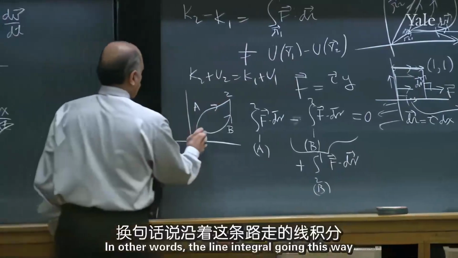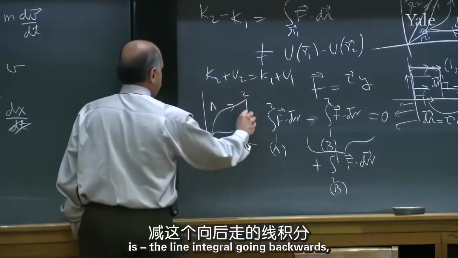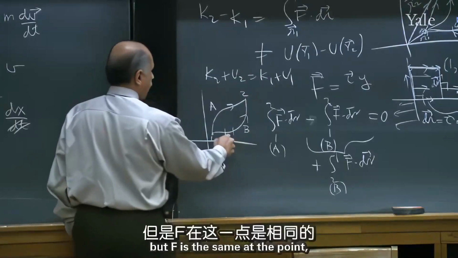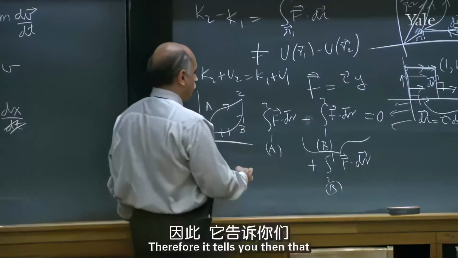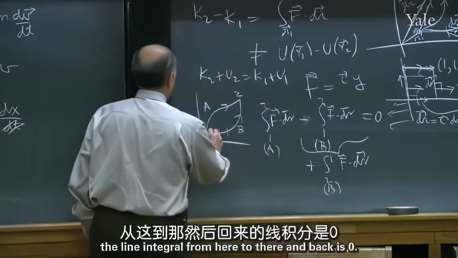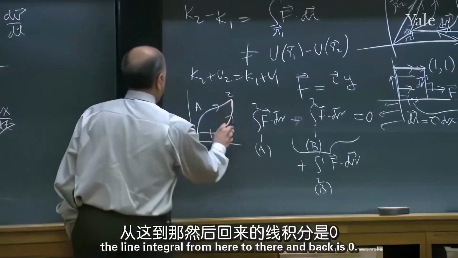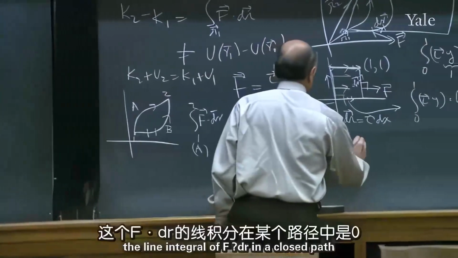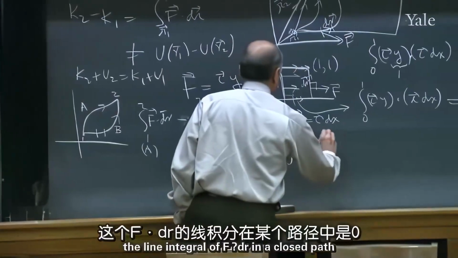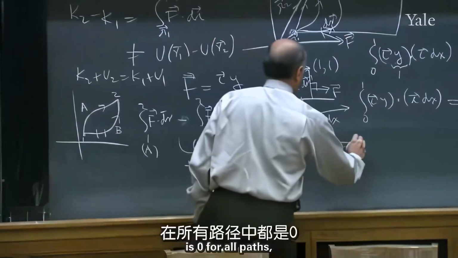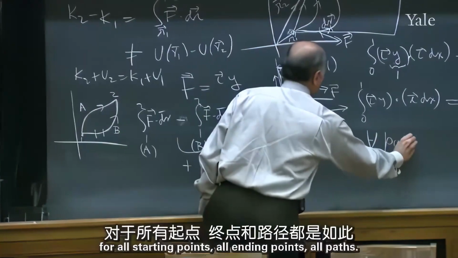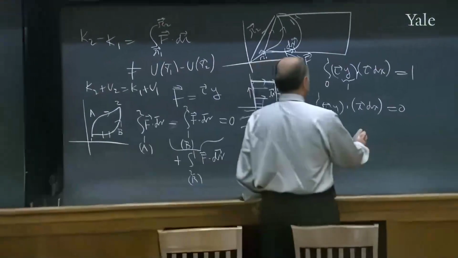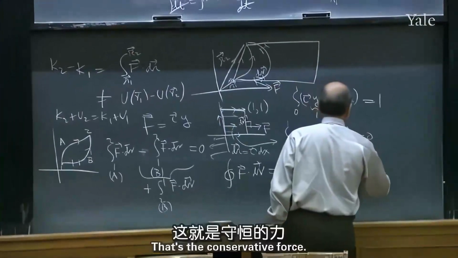In other words, the line integral going this way is minus the line integral going backwards, because at every step, dr is opposite, but f is the same at that point, so f dot dr changes sign. Therefore, the line integral from here to there and back is 0. We write that by saying the line integral of f dot dr in a closed path is 0 for all paths, for all starting points, all ending points, all paths. And that is the force that we want. That's a conservative force.